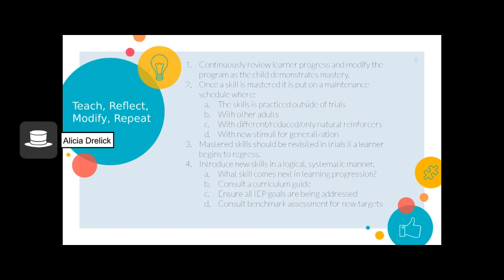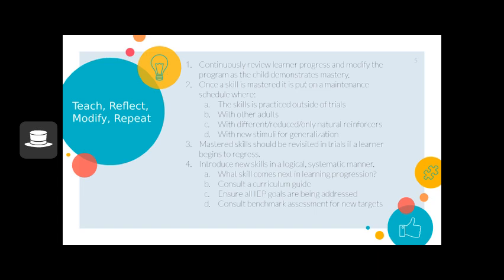After a system is implemented over a series of weeks or months, it's important to review the student progress to see how they are progressing and what skills have been mastered. You want to ask questions such as, are you moving skills along to a maintenance schedule? And are these skills being maintained? Are skills being mastered and demonstrated with other adults, with other natural reinforcers, and when new stimuli are introduced?